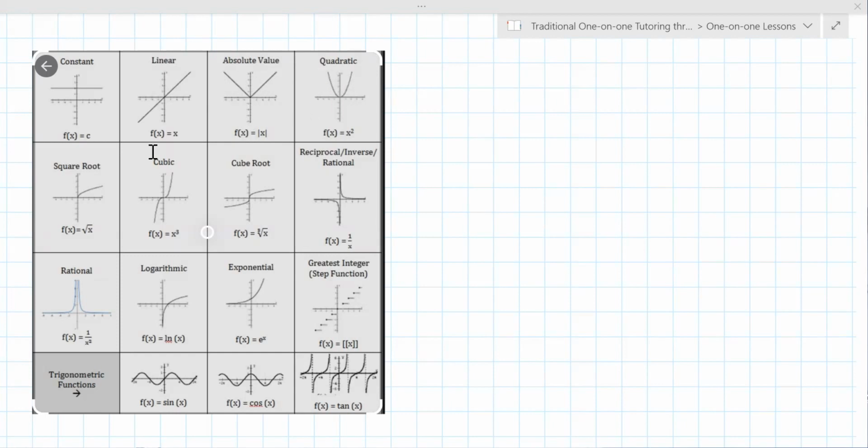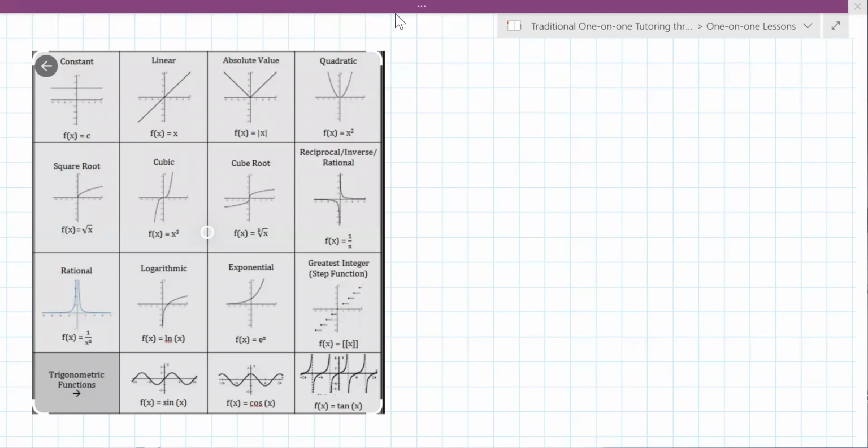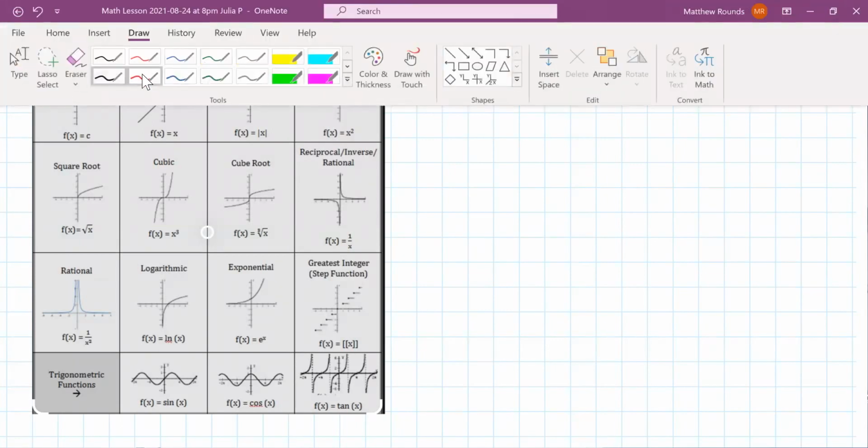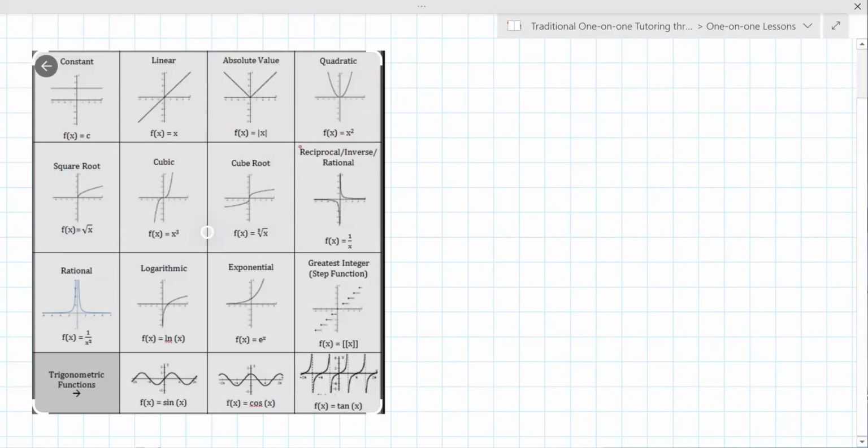The absolute value is the V. Then you got the square root. You got the cubic, the cube root. And that's kind of where it's like, don't know. That's kind of where you're probably stopping for right now. Did you see anything else besides these? Did any of these other ones come up? No. All right.